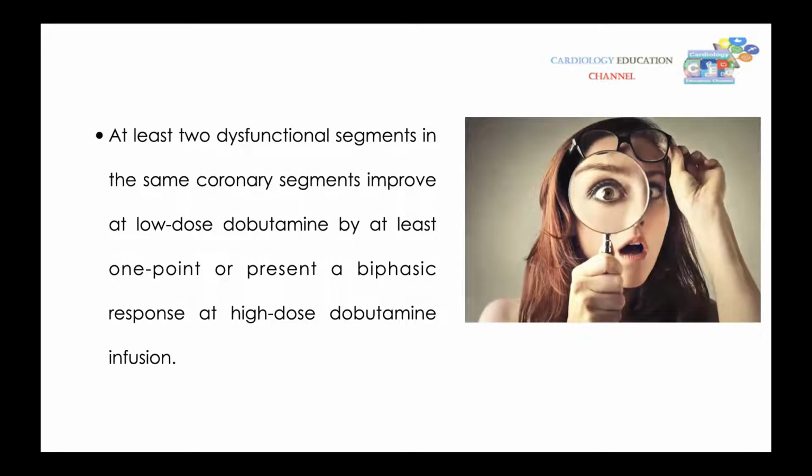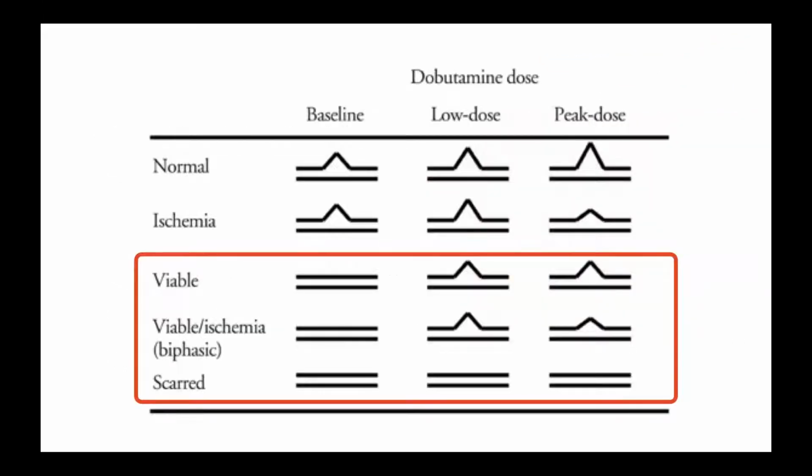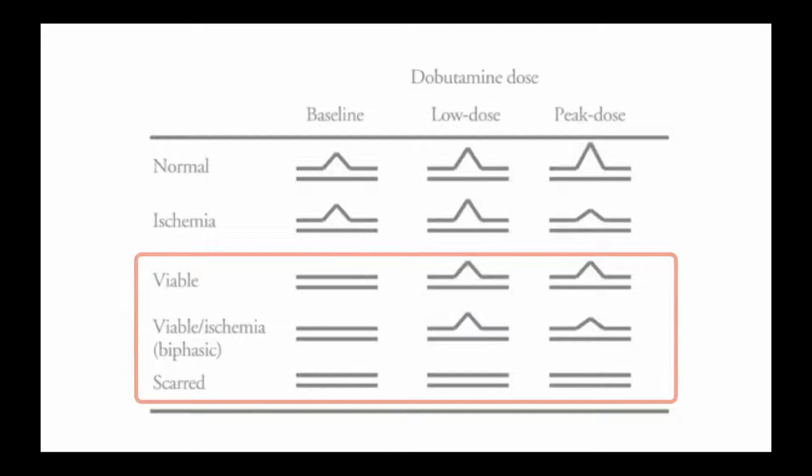So what kinds of response do you get if you go through the test? You may either have initial improvement and persistent improvement until the end of the test. This is considered viable. You may have initial improvement with the low dose and then deterioration at the end of the dose or with higher doses. This is called the biphasic response, or viable ischemic myocardium. Or you may have no improvement at all, and this is called scarred tissue, no improvement of the segment at all. And this is for more clarification of this.